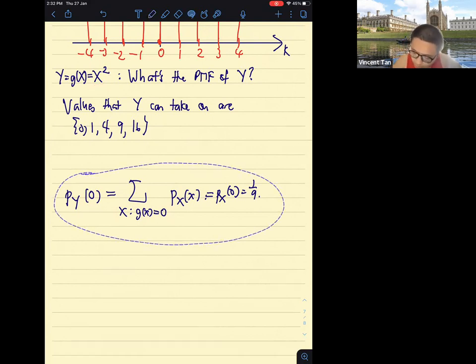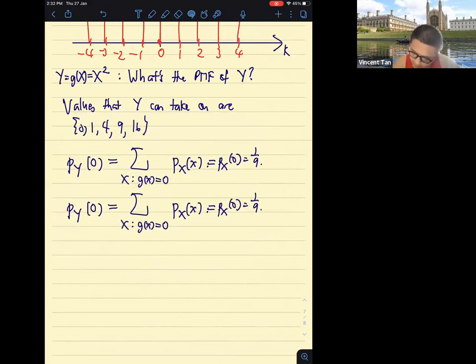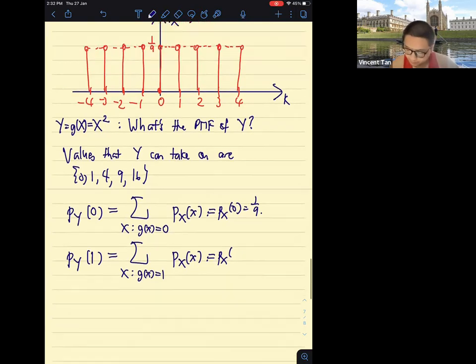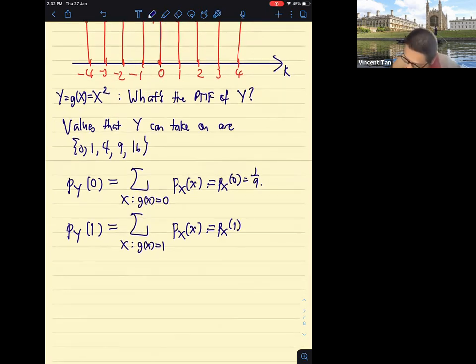Now, I'll ask you a more complicated question. How about P Y of 1? Okay? So which values of x result in y equals 1? Look, these are the values of x. Which are the values of x such that y is equal to 1? Yeah, very good. So, yeah, you're following me. Minus 1 and 1, P X of 1 plus P X of minus 1. So that's 1 over 9 plus 1 over 9, which is 2 over 9.